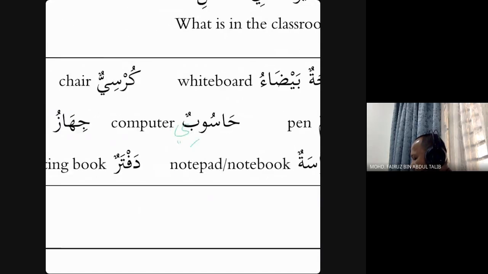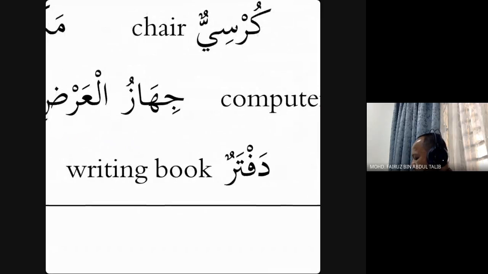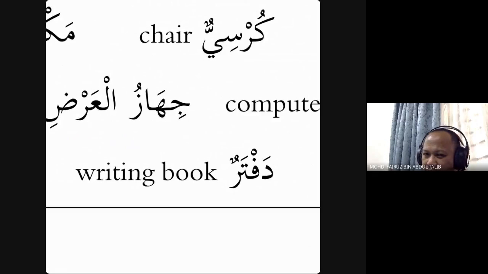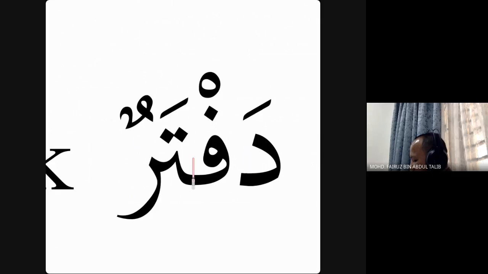Now, next word. This is referring to writing book. To your notebook, writing book, we call it daftarun. Daftar. So daftar is your writing book. Okay, not your reading book. Reading book, we don't call it daftar. Daftar is your writing book, your exercise book. That is your daftar. And how to say your reading book?